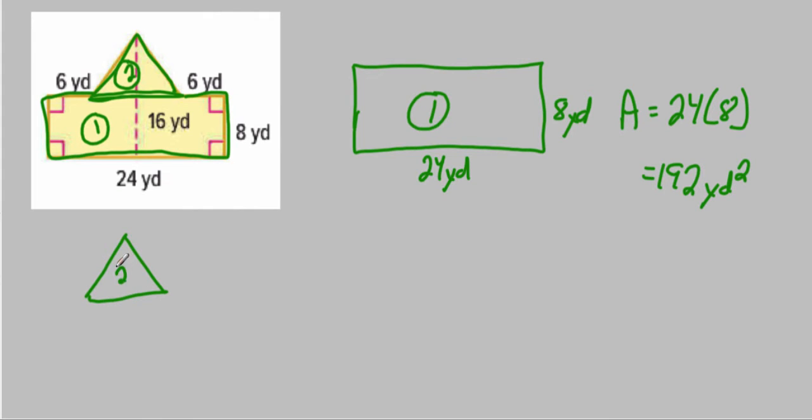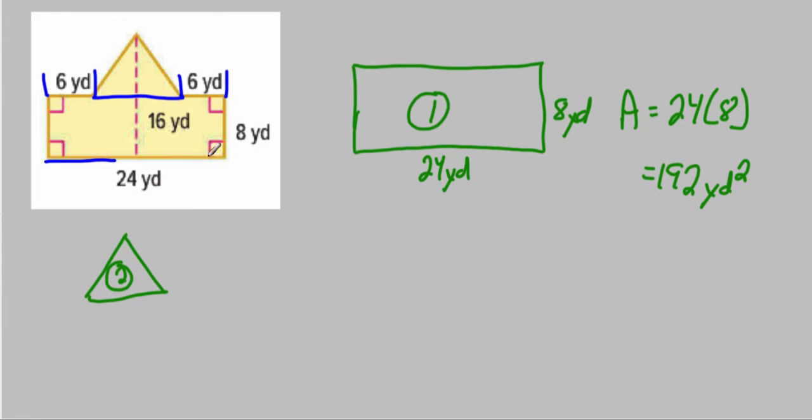So that's shape 2. Now, this one we're going to have to be a little bit more careful of because none of the measurements are there that I want, but we can go find them all. So let's start with the base of our triangle. We know that this part here is 6 yards. We know that this part here is 6 yards. And we know the whole thing is 12.